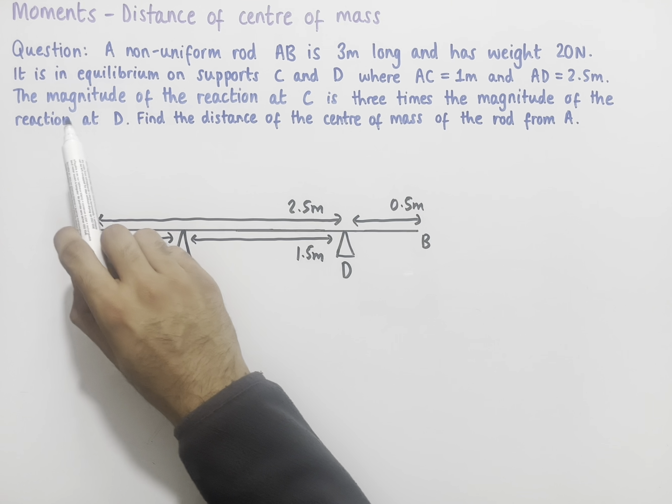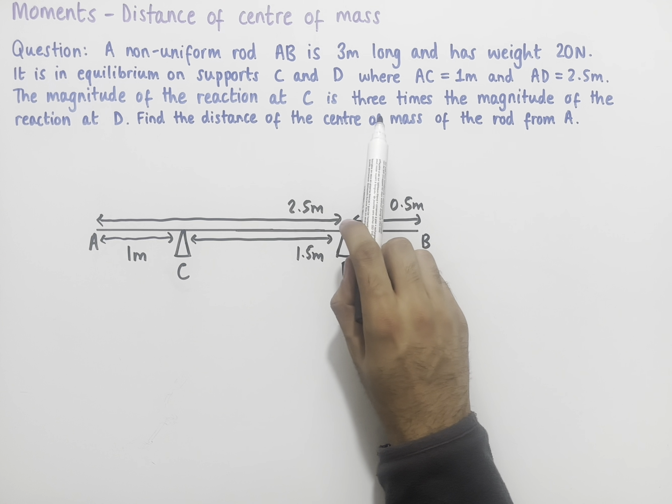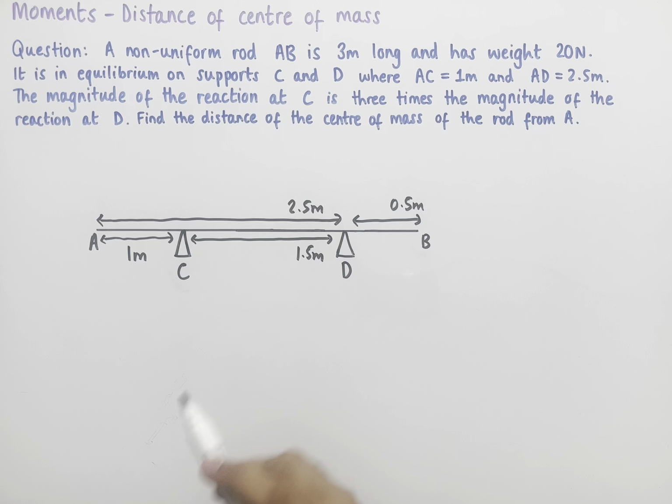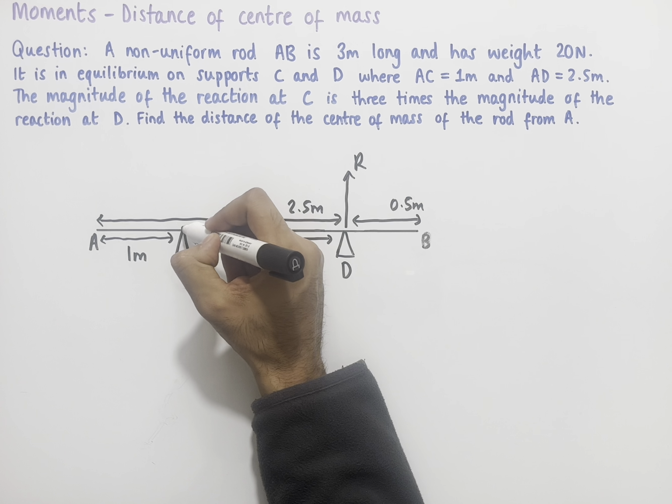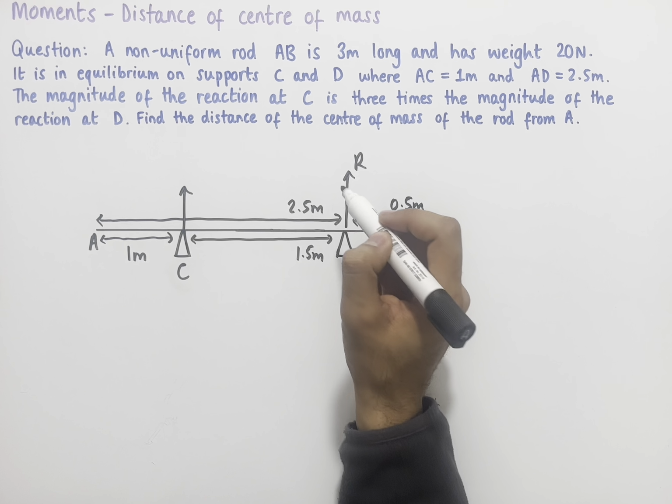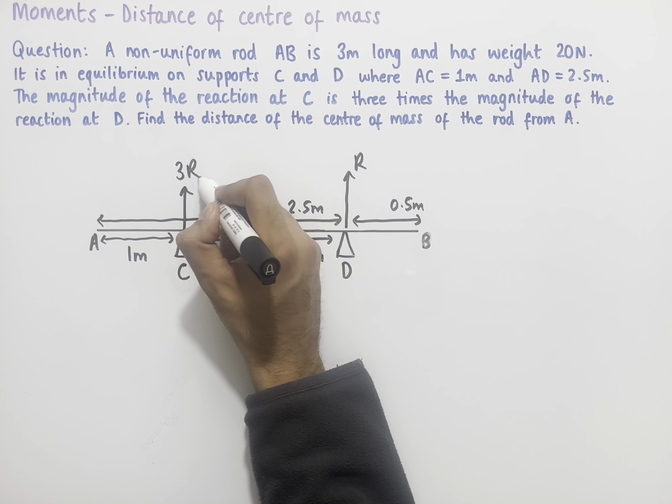We also know that the magnitude of the reaction at C is 3 times the magnitude of the reaction at D. If we label the reaction force at D as R, then we know that the reaction force at C must be 3 times this. So 3 times R gives us 3R.